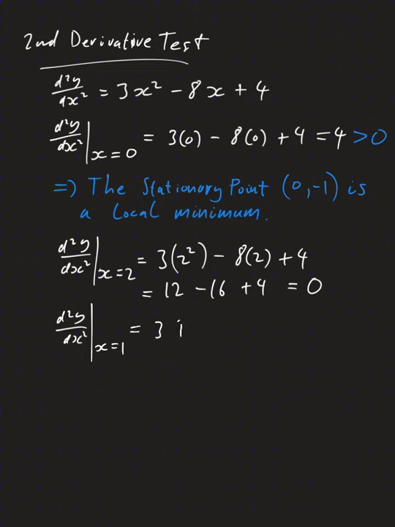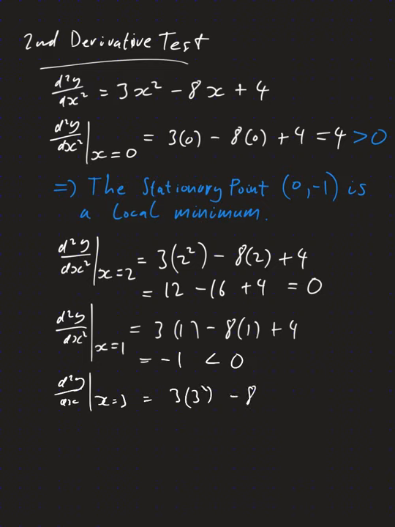And I'll get 3 times 1 minus 8 times 1 plus 4. That's equal to minus 1. So that's less than 0. And I'll also check on the other side at x equal to 3. So that's equal to 3 times 3 squared minus 8 times 3 plus 4, which is equal to 7.